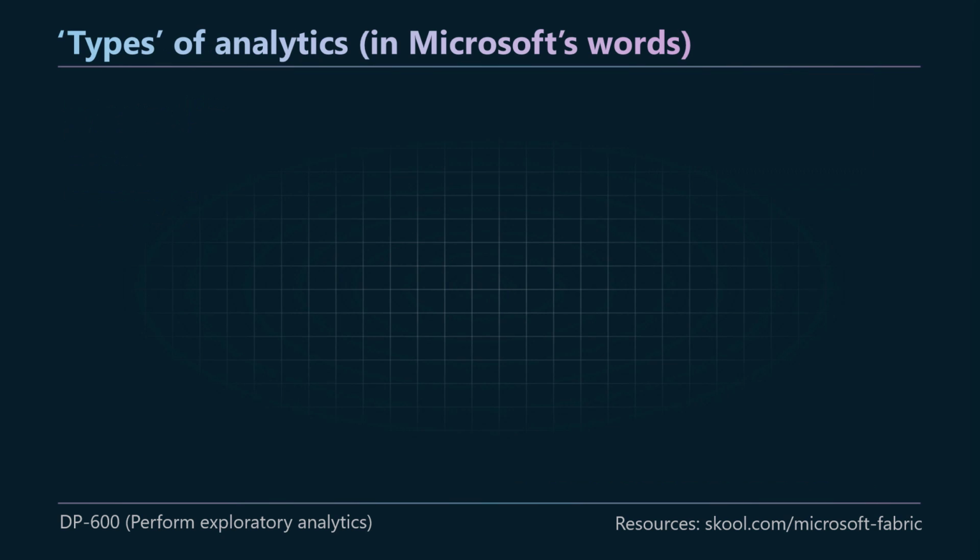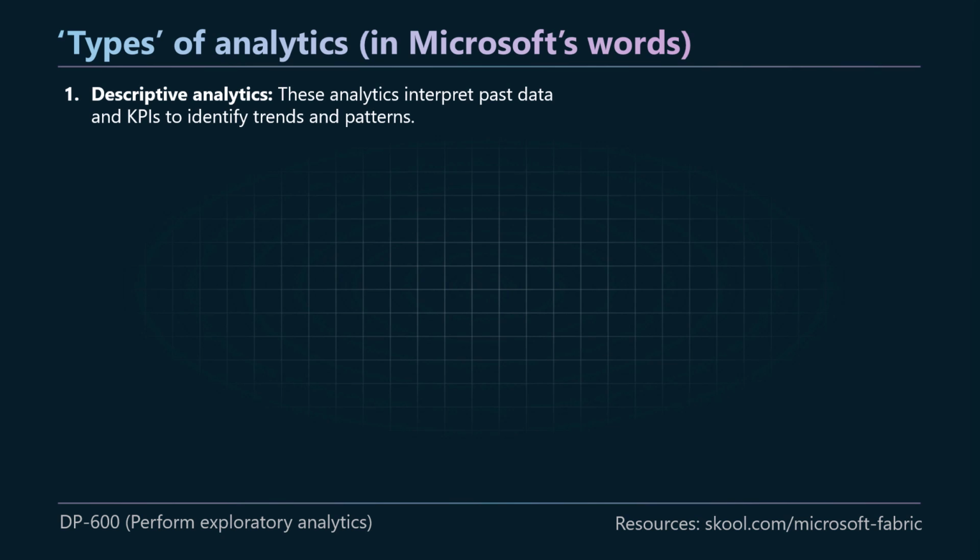Okay, so just to kick us off, I think it's worthwhile just going through those 4 types of analytics and looking at what they mean in Microsoft's own words. So we'll start by looking at descriptive analytics. So when we talk about descriptive analytics, we're talking about analytics that interpret past data and KPI to look for trends and patterns. So we're looking at what happened in the past. We're describing what happened in the past when we talk about descriptive analytics.